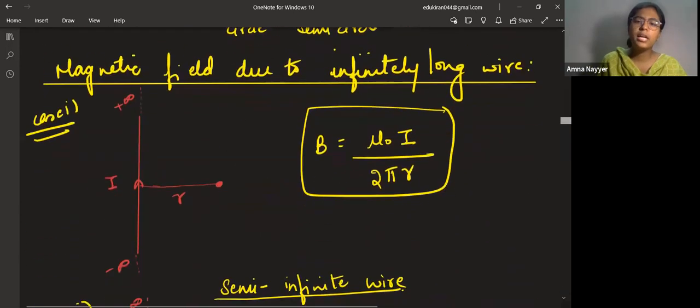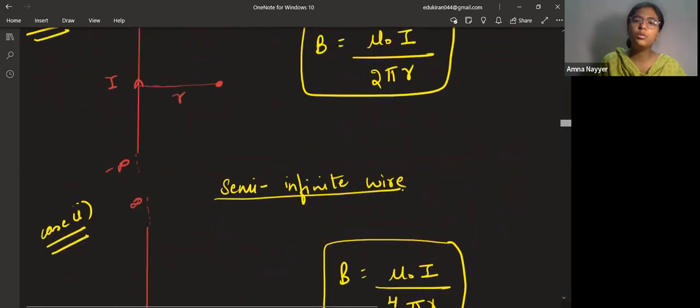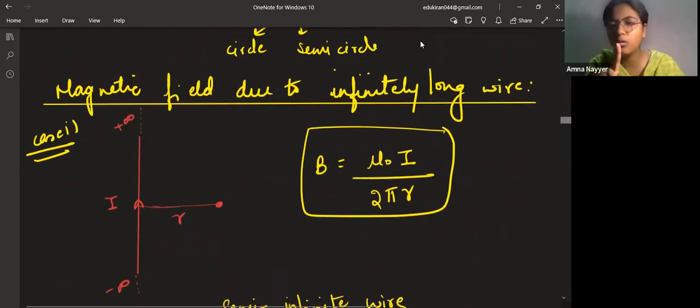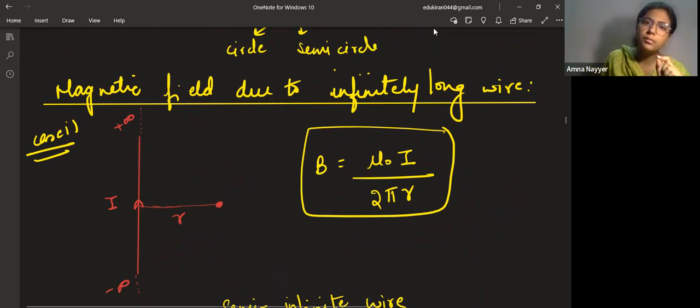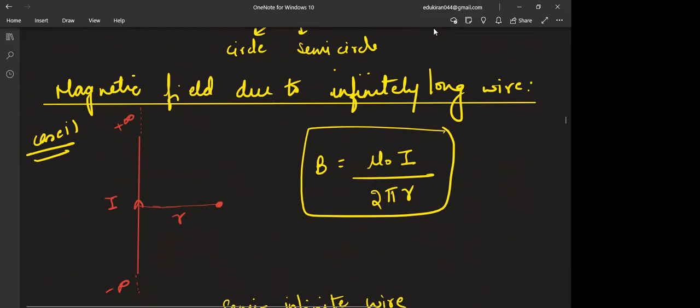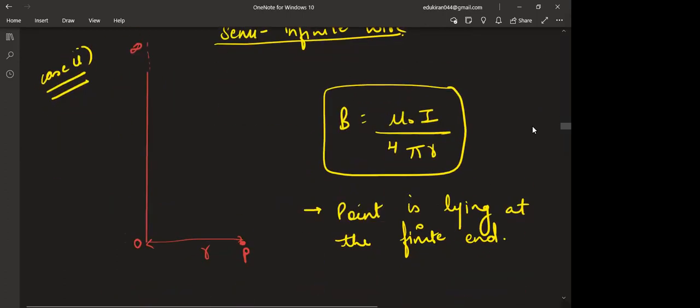All right. So magnetic field due to infinitely long wire. When we say infinitely long wire, it means both the ends are extending from plus infinity to minus infinity. Now at this particular point, you have to find out the magnetic field. So it is mu naught I by 2 pi r. If this is semi-infinite, just halve it. If this is mu naught I by 2 pi r, this is going to be mu naught I by 4 pi r.